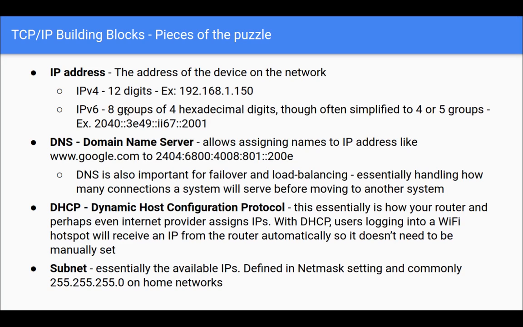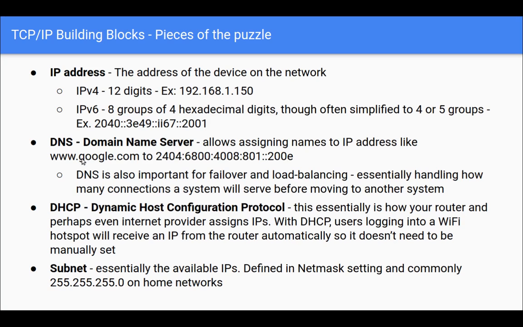IP version 6 can also be concatenated or simplified. So even though it's technically 8 groups of 4 hexadecimal digits, it could also be simplified to 4 or 5 groups by using a couple of extra colons in between the numbers. Again, a lot of websites and things are moving to IP version 6, but if you request IP version 4, you can still see the IP version 4.